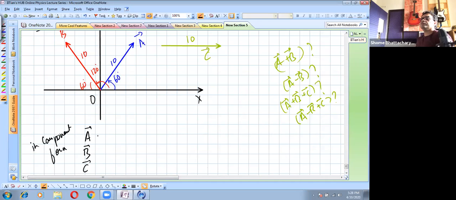Just to help you out, the vector A I am writing down for you. The others you work out yourself. This will be 5 i cap plus 5 root 3 j cap. Now, similarly, you tell me what should be B and what should be C. Then we can go down and solve all these parts. Okay, so just from this diagram, figure out and tell me what are the vectors B and C in component notation.